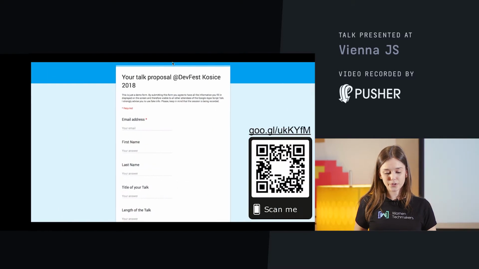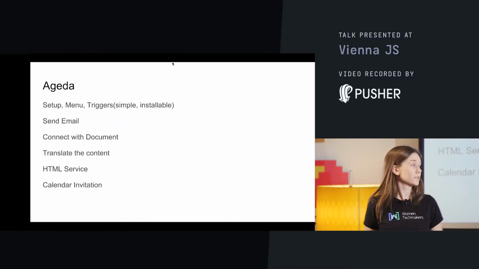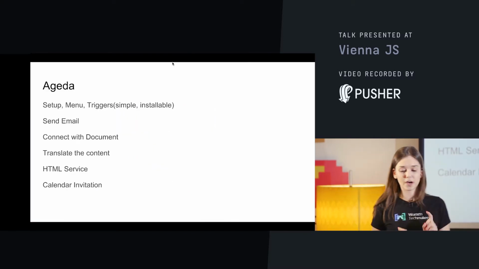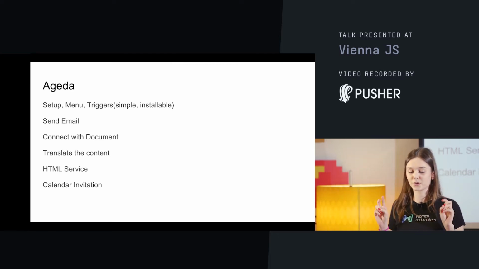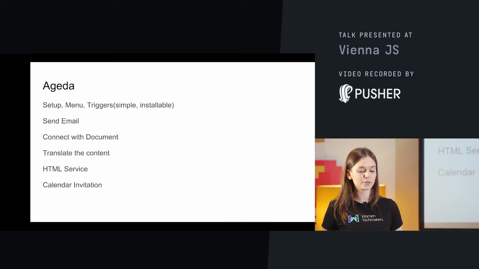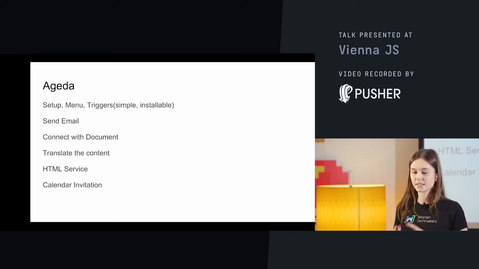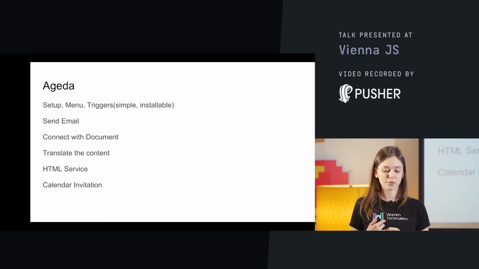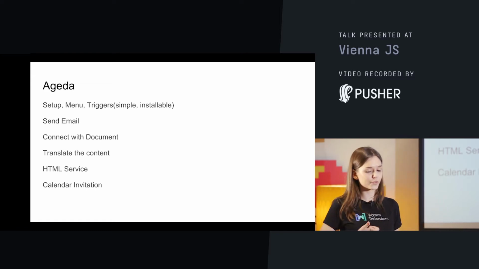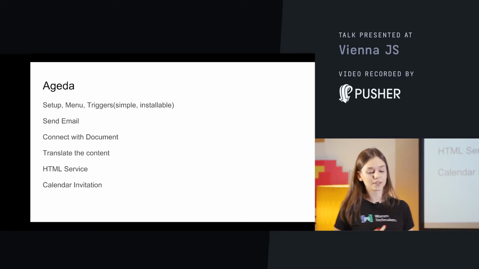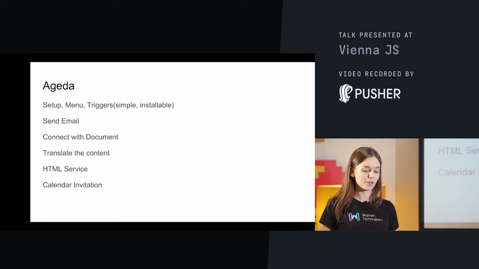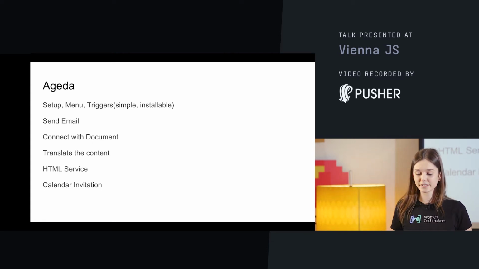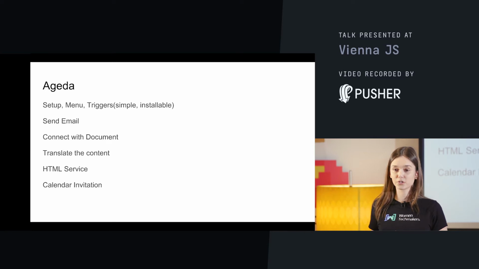So first of all, I would like to go through the agenda. I will show you how to set up the environment. I will show you how to code your own customized menus, and also I will show you how to set the triggers, which are then calling the functions you have there. I'll also show you how to send emails from Google Spreadsheet, how to connect it with a document, how to translate the content. Then I will show you a little bit of advanced HTML service, and in the end we will send the calendar invitation for your talk.